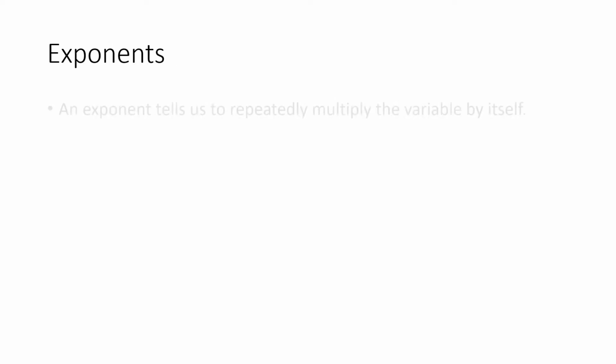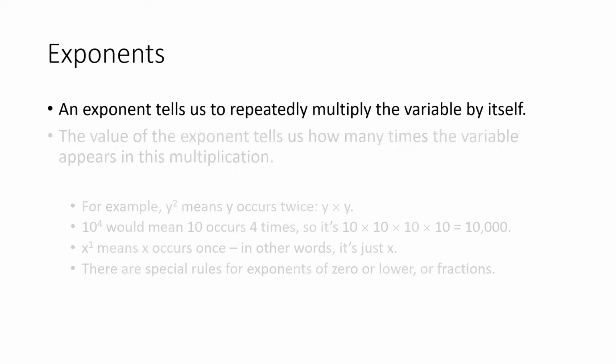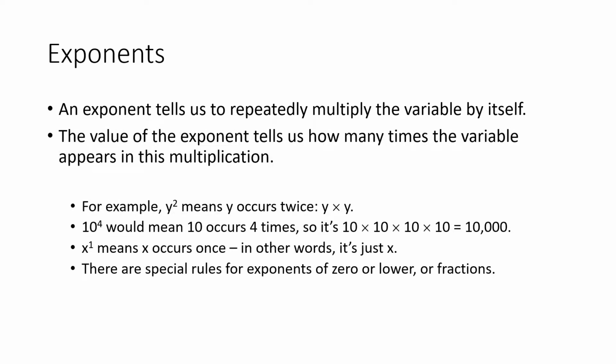Next up, we've got exponents, or orders, or powers, whatever you want to call them. An exponent tells us to repeatedly multiply a variable by itself. The value of the exponent tells us how many times the variable appears in this multiplication. For example, if you say y squared, that means there's two lots of y that appear, y times y. If you see 10 to the power 4, that means take number 10 and do a multiplication with that number appearing 4 times. 10 times 10 times 10 times 10. 4 of them. You get 10,000.